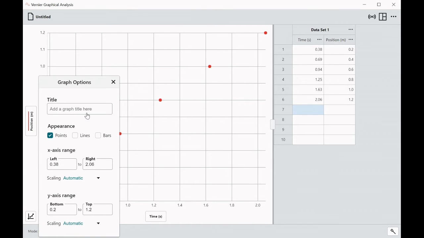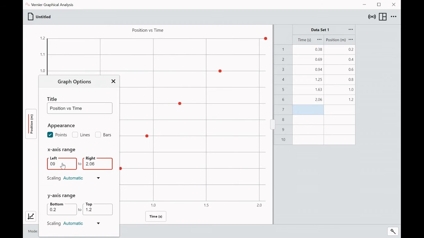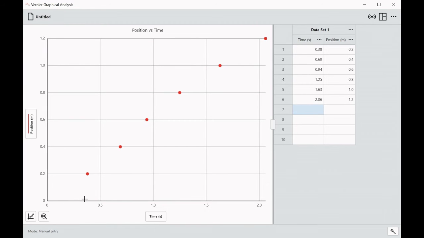Let me put some graph options here real quick. We'll put a title on our graph. We'll call it the position versus time. And I would like my axes to start at 0 rather than another number. There we go. So we have a nice straight line there. I mean, it's beautifully straight.